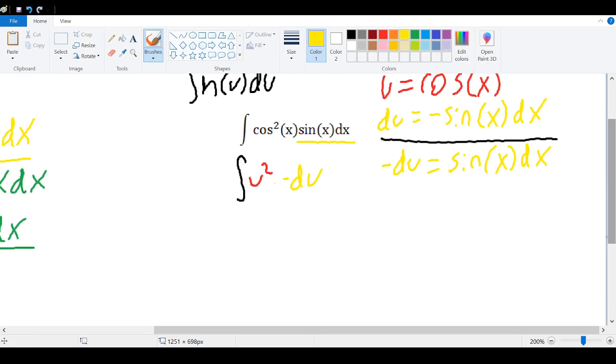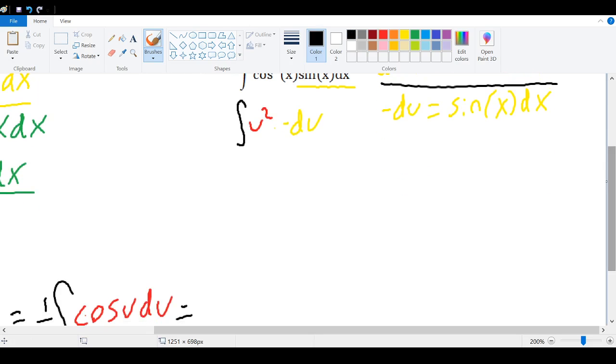Well, that -1 is just a constant, so we can pull that out of the integral. And what we have is -1 times the integral of u squared du. And we know what the integral of u squared du is. It must be u cubed over 3. So this is equal to -1, because it's a constant and it comes through, times u cubed over 3.